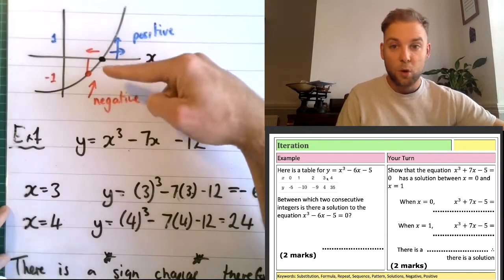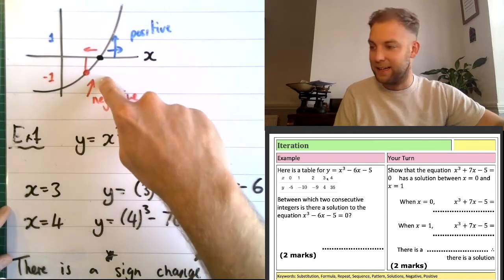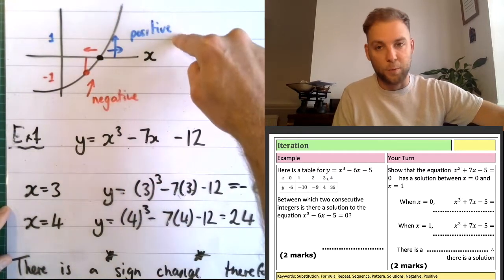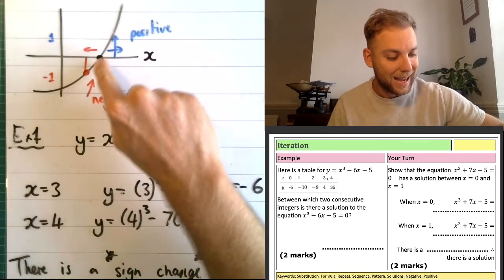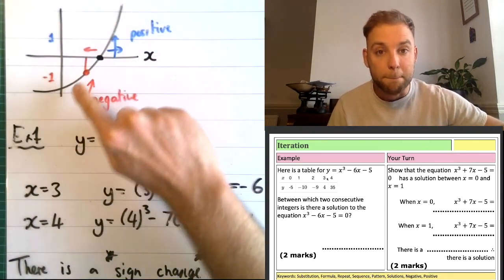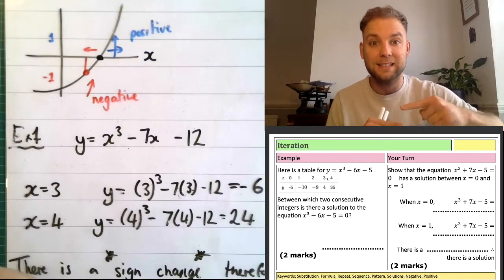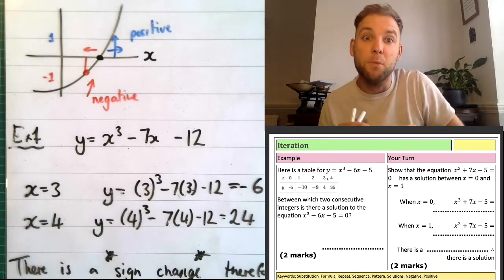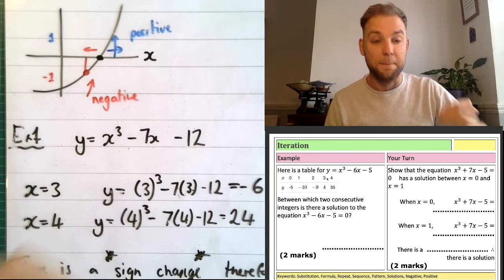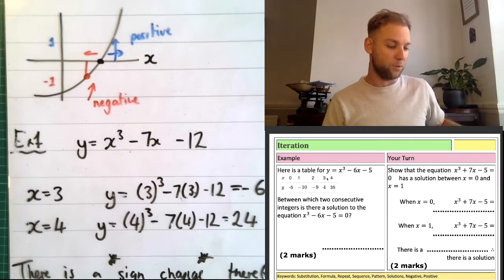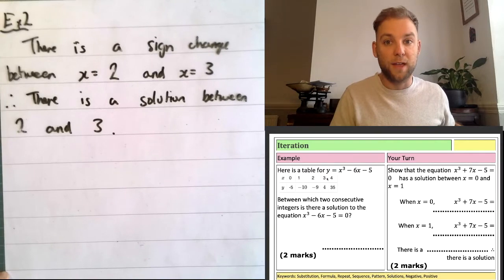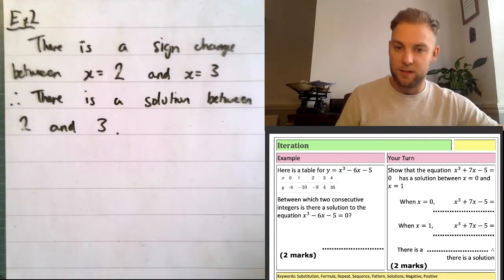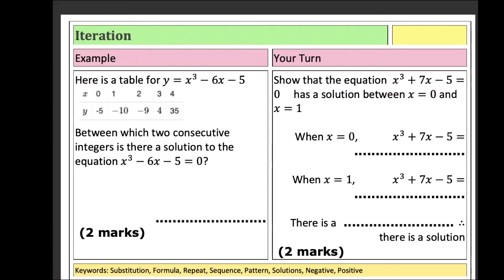Because we have minus 9 down here and plus 4 up here, it means that there's a sign change, which means this line, if it's connected, must pass. If it's below the x-axis and then above the x-axis, it must be passing through 0, which means there must be a solution. Brilliant. So I'm going to suggest that you pause now and have a little go at that one on the right. I think you should be able to do it yourself. So pause now and have a little go at that one on the right.